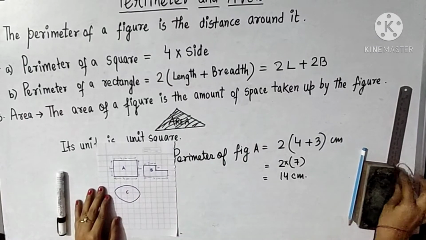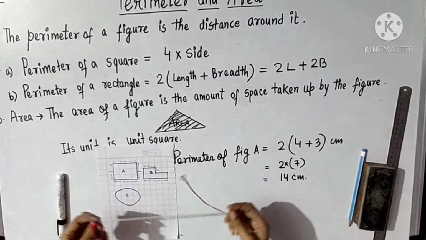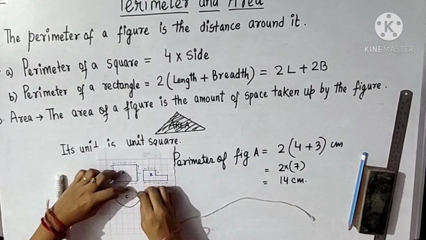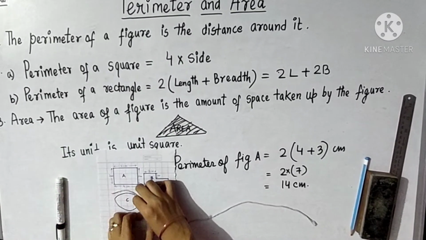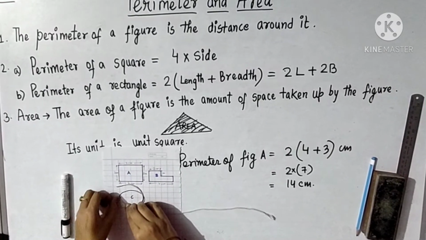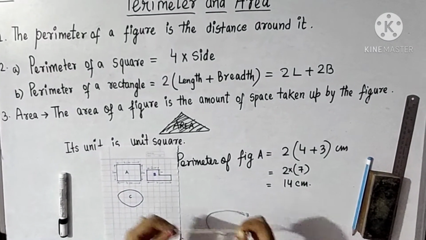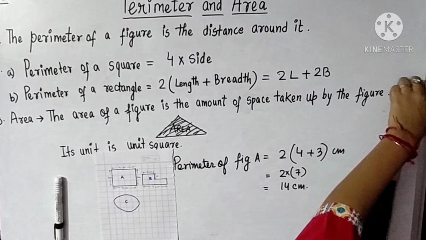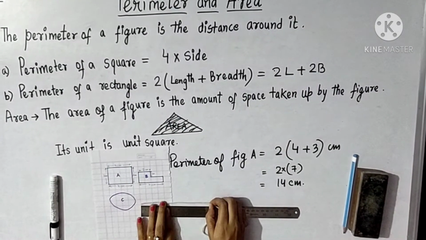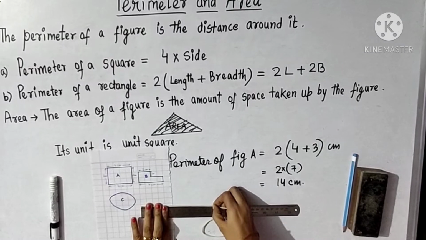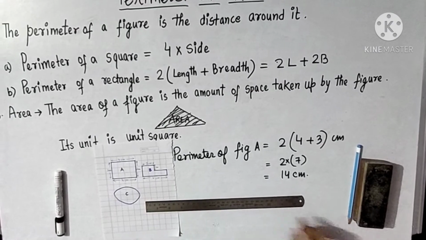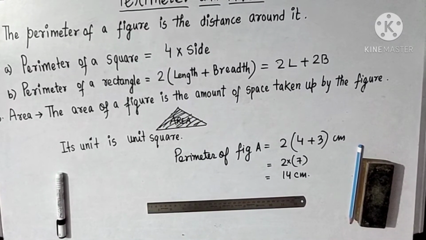So, to find the perimeter of figure C, we can take a string. As we know, perimeter is the length of the boundary. So, we can measure by putting the string on the boundary, and then this is the perimeter of the figure C. So, we have measured the boundary using string. Now, we can measure it with the scale. So, what is the perimeter of the given figure? 15 centimeter.